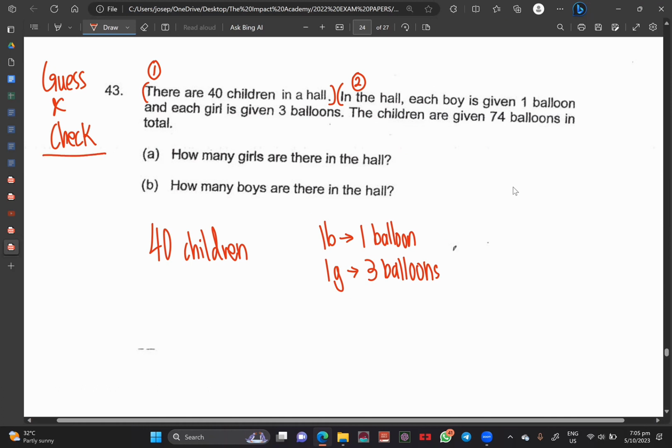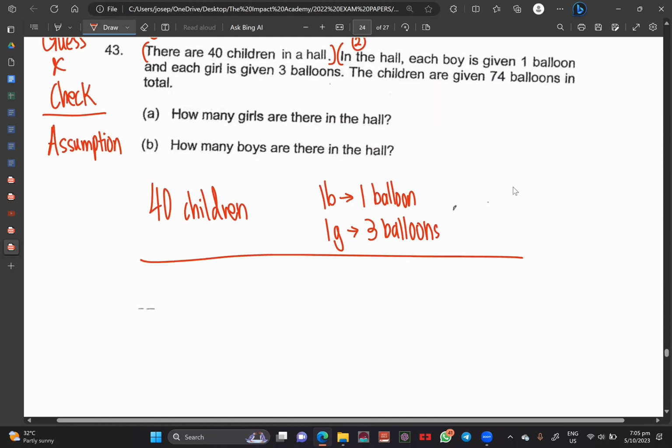Very good. I prefer if we all use assumption. You all know what's assumption? I ate the doctor. Okay, so I'm going to use that to help you to understand. Okay, now I'm going to assume. What am I going to assume? I'm going to assume that all 40 children are what?